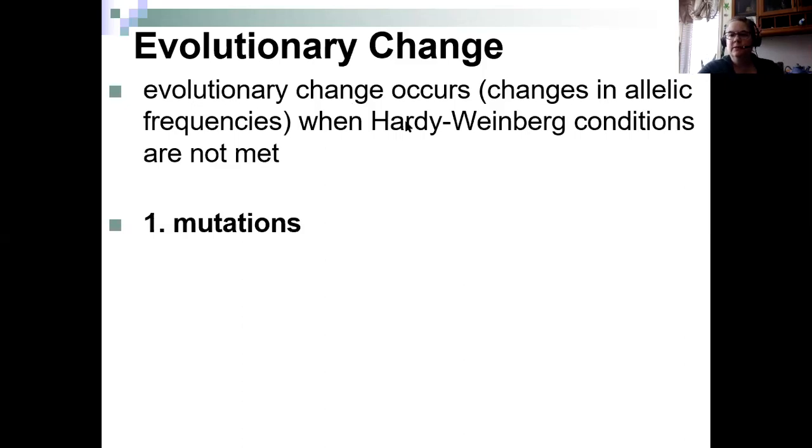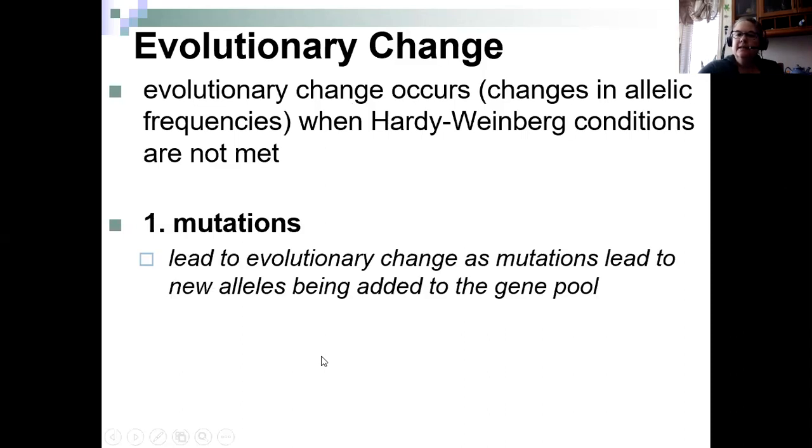So one of these conditions is mutations. And I know we talked about this earlier, but we're just going to talk about it one more time. So with mutations, basically evolutionary change occurs as mutations lead to new alleles being added to the gene pool. So instead of having a 0.7 and a 0.3 for my dominant allele and recessive allele, I maybe have something else that's a 0.1. So now I have maybe a 0.55 and whatever my numbers were, and that's all going to change. Okay.